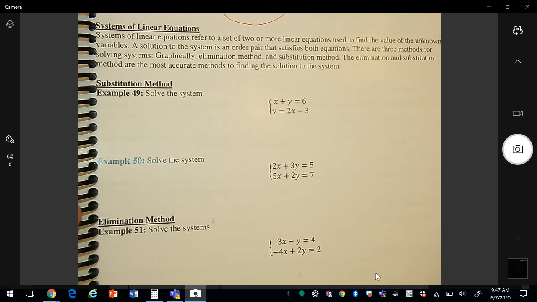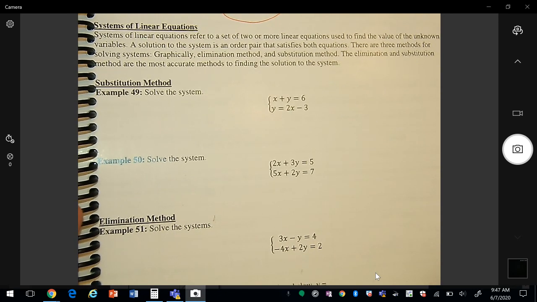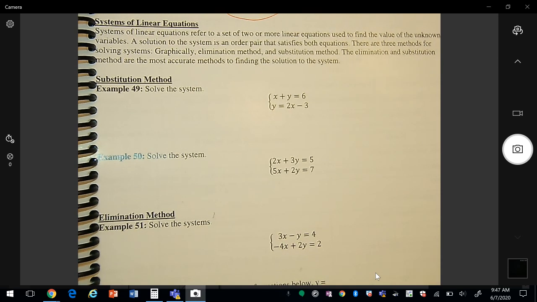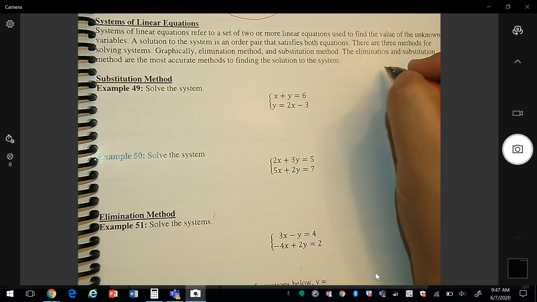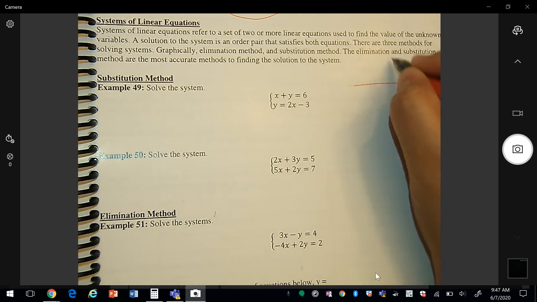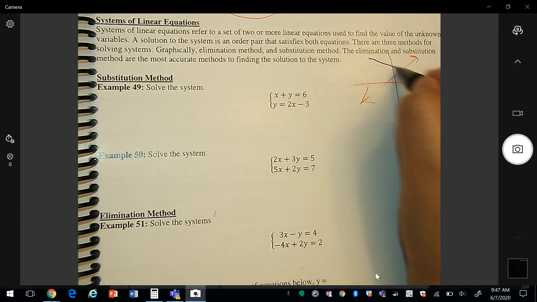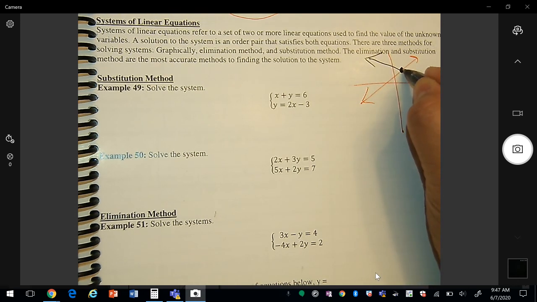Systems of linear equations. A system is when you have 2 or more equations and you're trying to find the solutions. There are 3 ways to find the solutions: graphically, elimination method, or substitution. Basically, you have 2 lines. You might have a line going like this, and then a line going like this. The solution is where the 2 lines intersect.